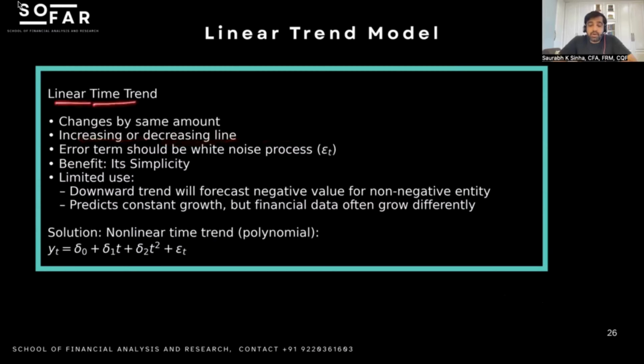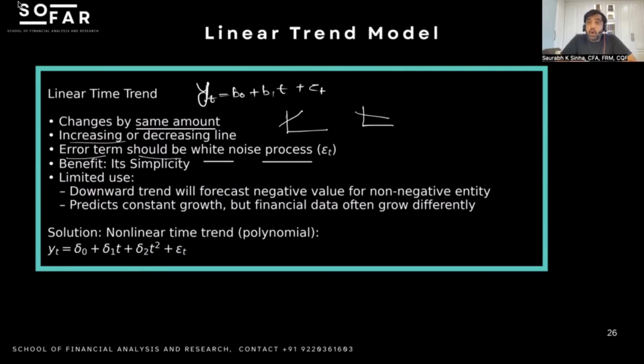We are talking about which model? Linear trend model. What is the linear trend model? Where the equation is yt is equal to beta naught plus b1 into t plus error term. No exponential terms, no ln term. It changes by the same amount, not the same growth rate. It could be an increasing line or a decreasing line. Error term should be a white noise process. And Gaussian is not a requisite term here.